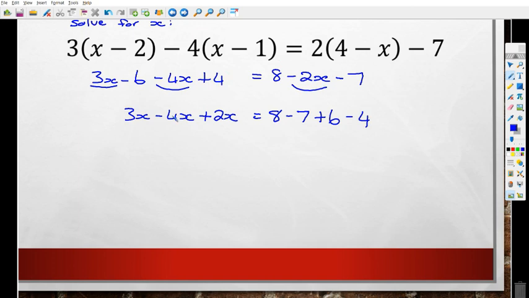So in future, I'm going to say, I'm going to take the 4 across, I'm going to take the negative 6 across, because we already know what we're doing. We know what we mean when we say that now. We're not just taking things across. Why are we taking them across? We need to know why.